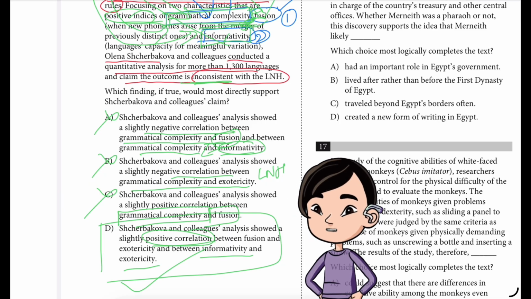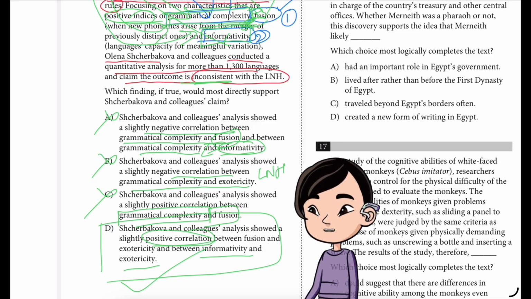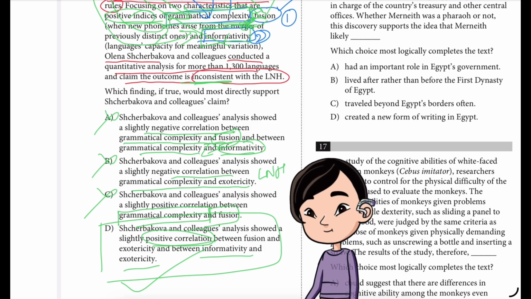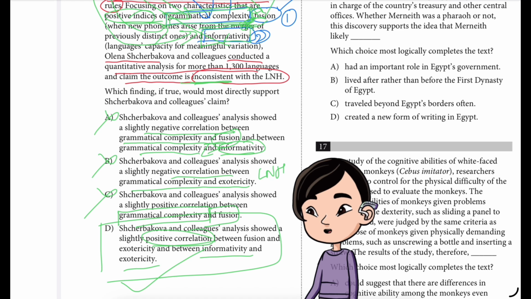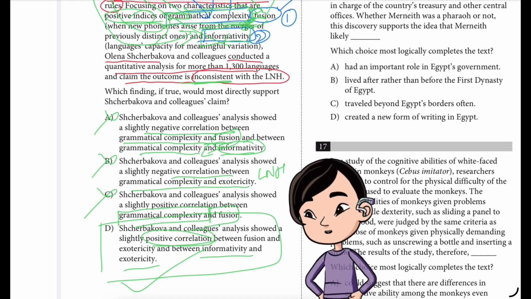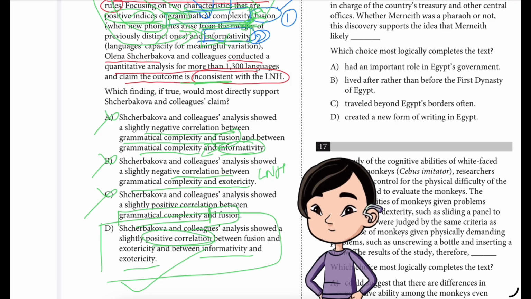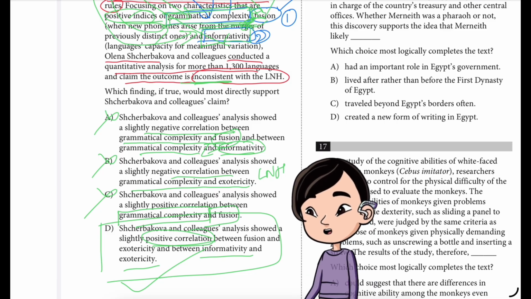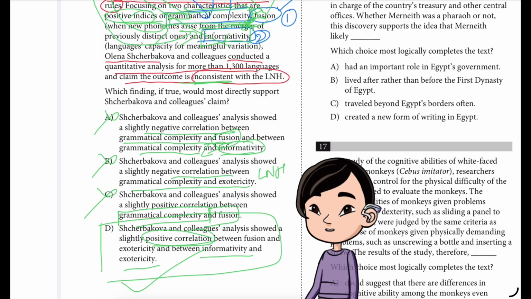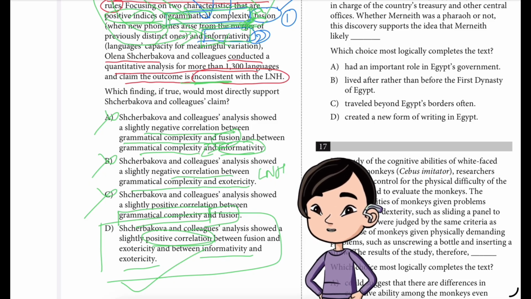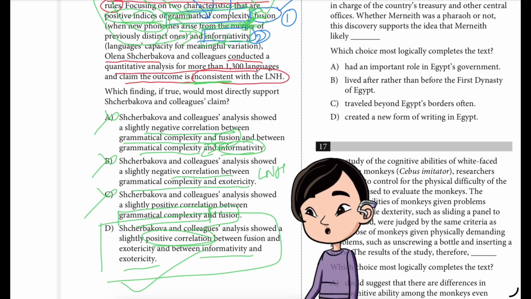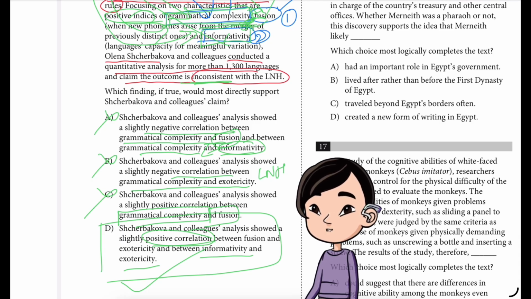Choice B is incorrect because a finding of a slightly negative correlation between grammatical complexity and the prevalence of non-native speakers of a language, exotericity, meaning that as the number of non-native speakers increases, grammatical complexity somewhat decreases, and vice versa, would be consistent, not inconsistent, with the LNH, since the text indicates that according to the LNH, there is an inverse relationship between grammatical complexity and exotericity. A negative correlation reflects an inverse relationship.